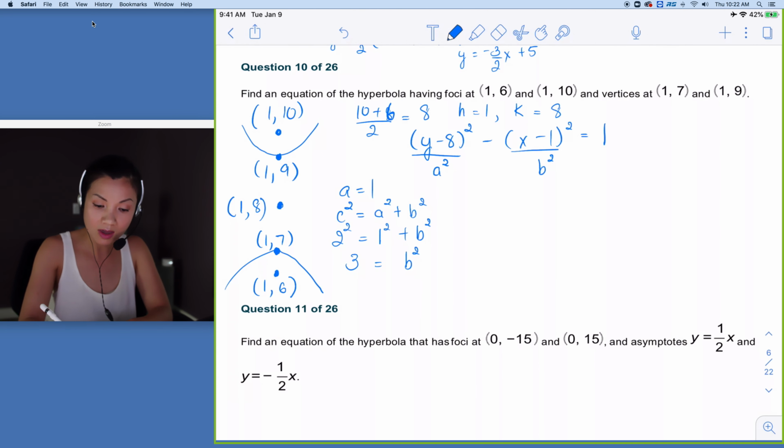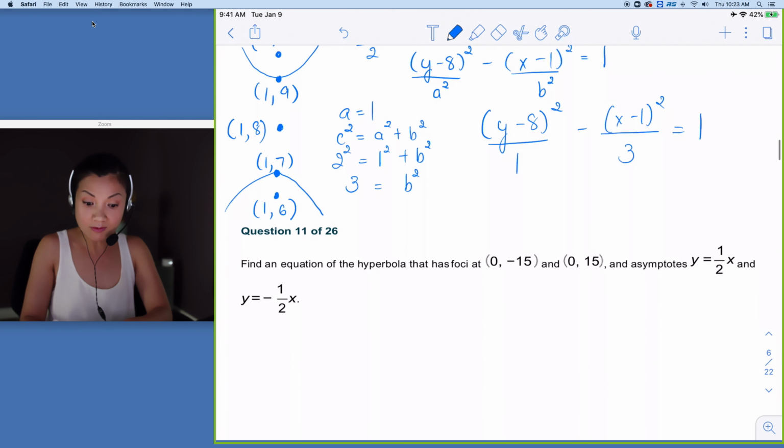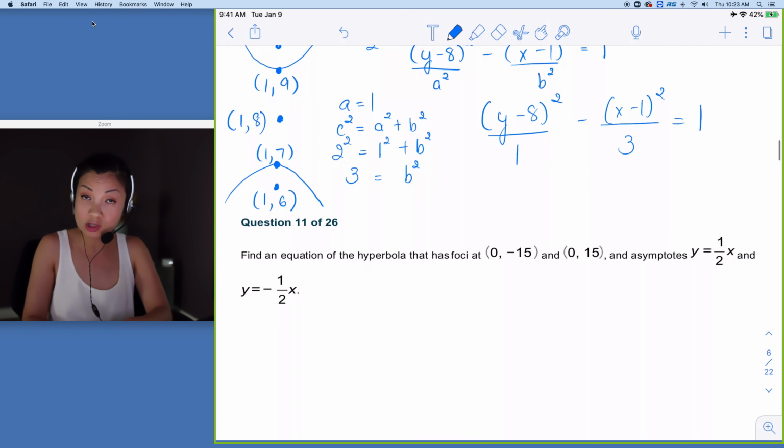So you have all the information. Now we can just write y minus 8 squared over a squared, which is 1, minus x minus 1 squared over b squared, which is just 3. And that's how you write the equation. Now, for number 11, they give you something else. They give you the foci and they give you the asymptotes.